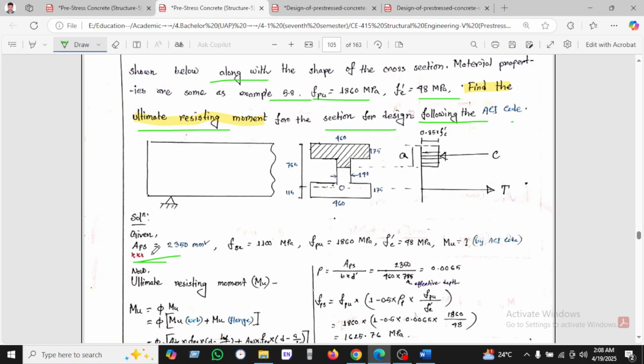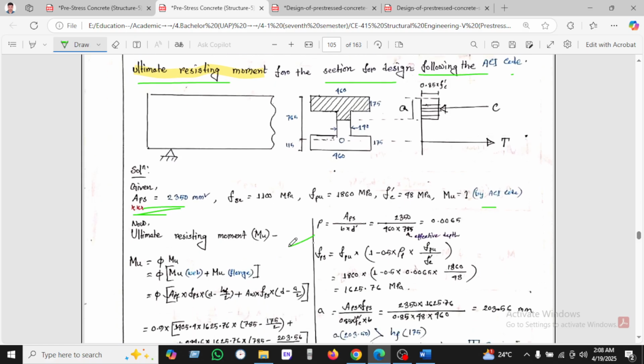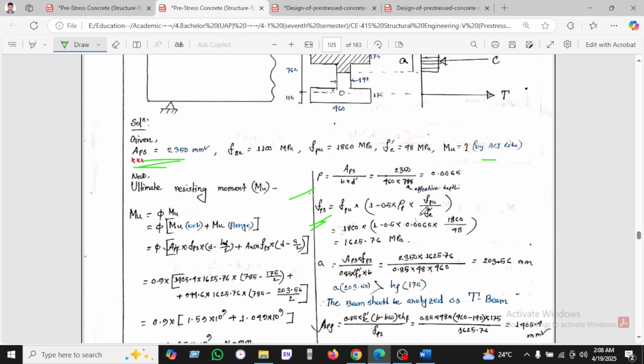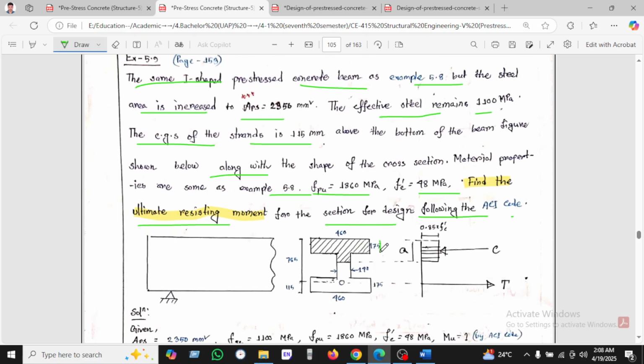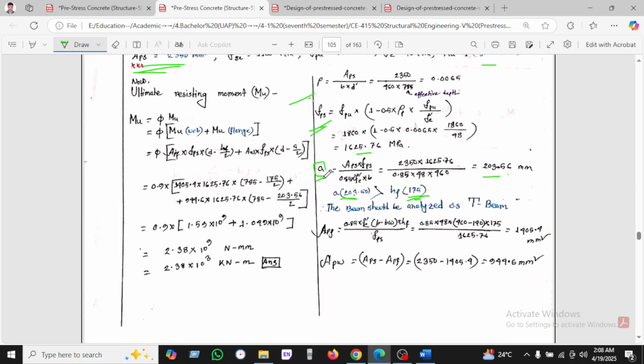So the steel stress is increased, which is 2350, and now rho equals As over bd, the same, and the steel stress we know this formula and found it, and the compression block we have used and found here. As we know, the compression block is 203, which is greater than the flange thickness, which is 175. This is the 175, the flange thickness, but we have found the compression block is greater than the flange thickness. So the beam will be analyzed as a T beam.